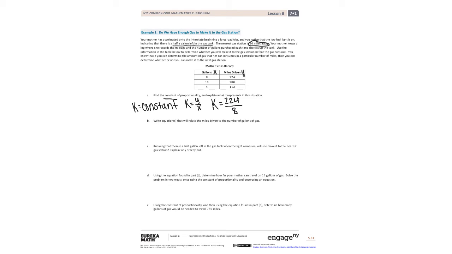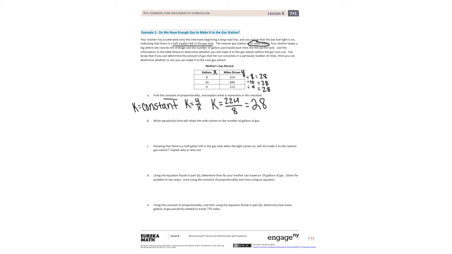Go ahead and take your calculator out and calculate this. All right, so 224 divided by 8 gives us 28. So our constant is 28. If we were going to divide our y's by our x's on this entire chart, they would all equal 28. And that's how we know that is our given constant.